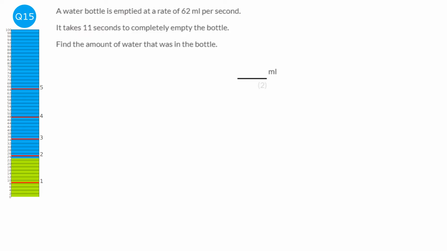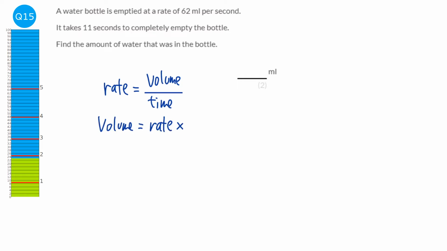Rate is always something over time. So in this question, we can write a quick formula of rate is volume, like released from the water bottle, over time. Now we can rearrange that, because we're looking for the amount of water or the volume of the water, so that we have volume equals rate times time.